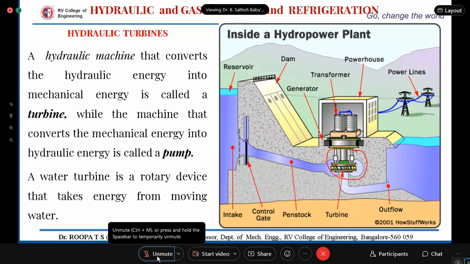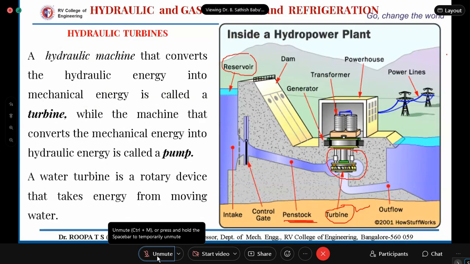From the reservoir to the turbine, we use an element to carry the water. Such large pipes which give the connectivity between the reservoir and the turbine are called penstock. So how are these turbines functioning? What are the different types of water turbines? That we are going to see in the next slide.